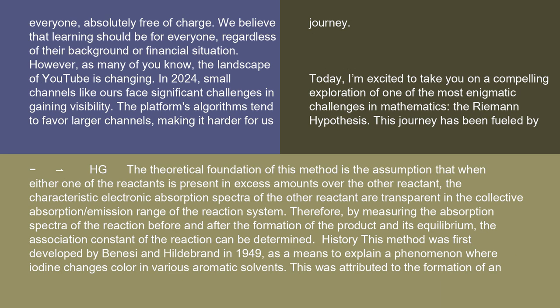The theoretical foundation of this method is the assumption that when either one of the reactants is present in excess amounts over the other reactant, the characteristic electronic absorption spectra of the other reactant are transparent in the collective absorption/emission range of the reaction system. Therefore, by measuring the absorption spectra of the reaction before and after the formation of the product and its equilibrium, the association constant of the reaction can be determined.